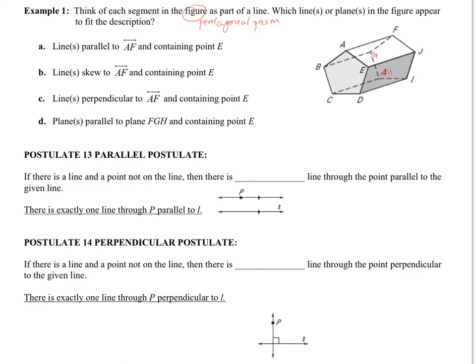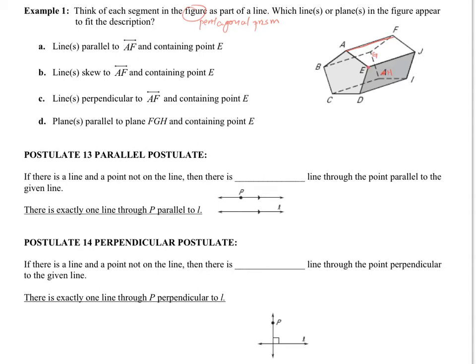Example 1. Think of each segment in the pentagonal prism to the right here as part of a line. Which line or plane in the figure appears to fit the description? Part A. Lines that are parallel to line AF and containing the point E.